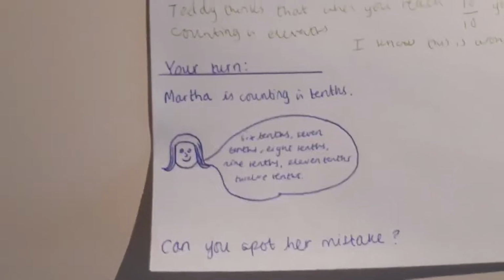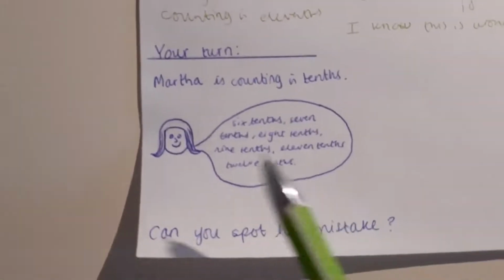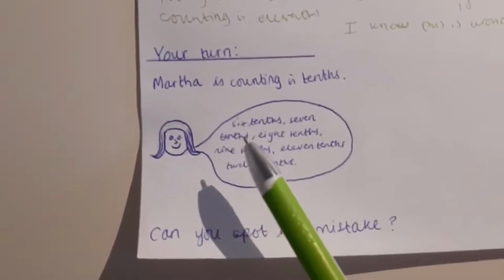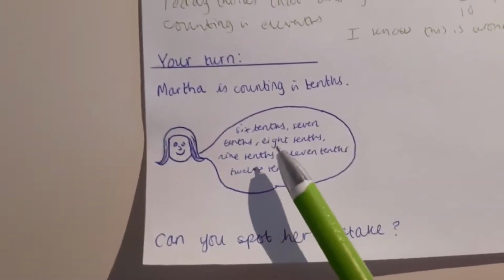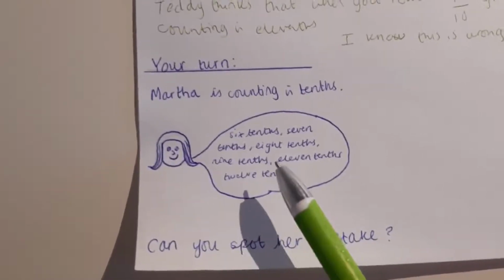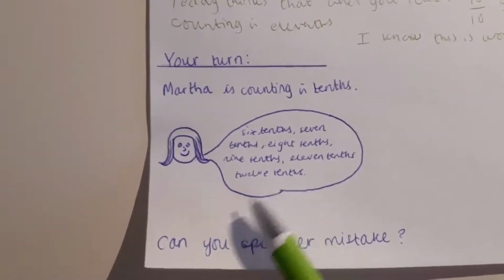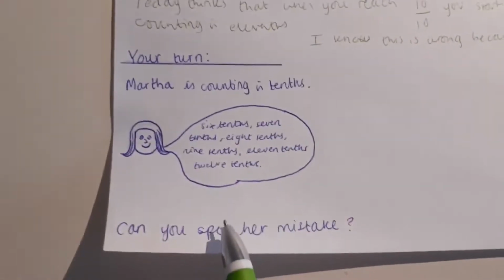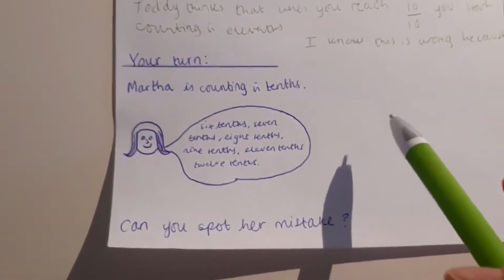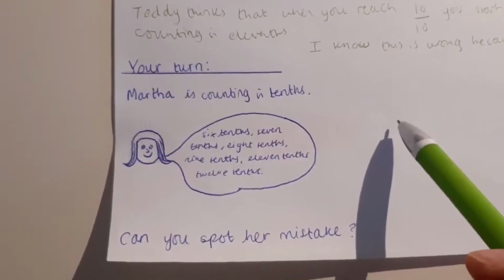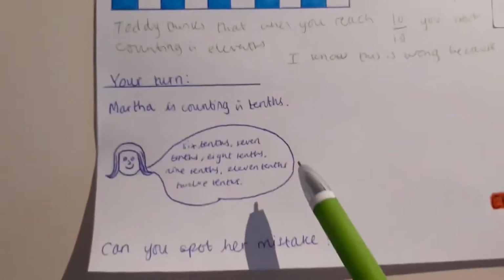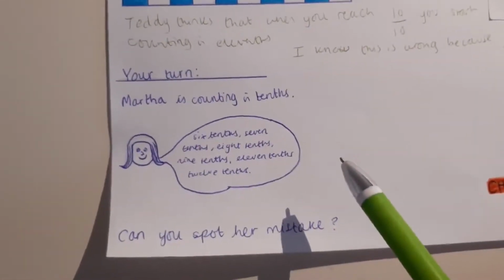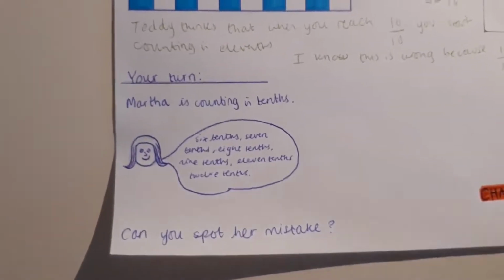Okay, so you can answer this question on your own using the same method to work out the mistake. Martha is counting in tenths. 6 tenths, 7 tenths, 8 tenths, 9 tenths, 11 tenths, 12 tenths. Can you spot her mistake? When you answer this question, I'd like you to tell us the mistake that Martha has made and how do you know Martha's mistake is wrong. I want you to show me in your working, so you can use the counting stick to show your workings out for this question too. So pause the video and have a go at this question.